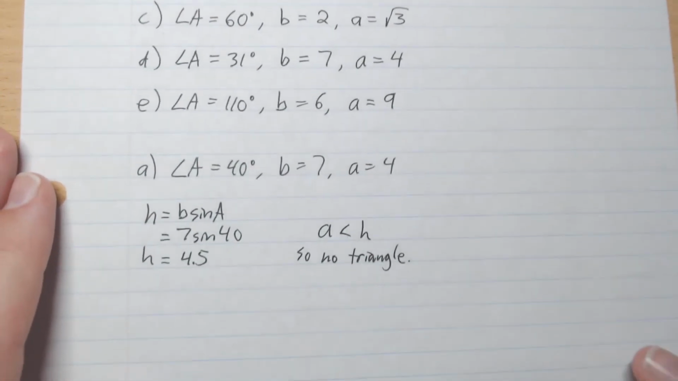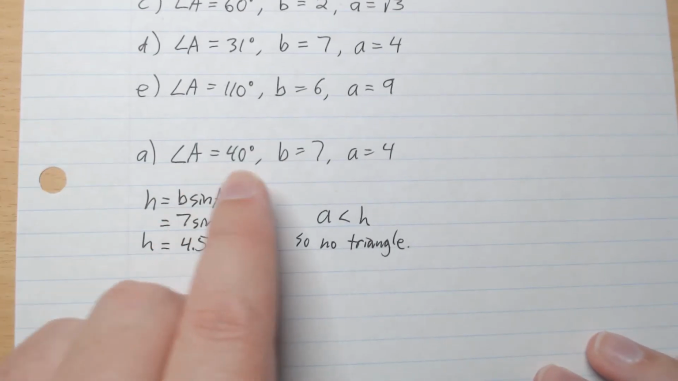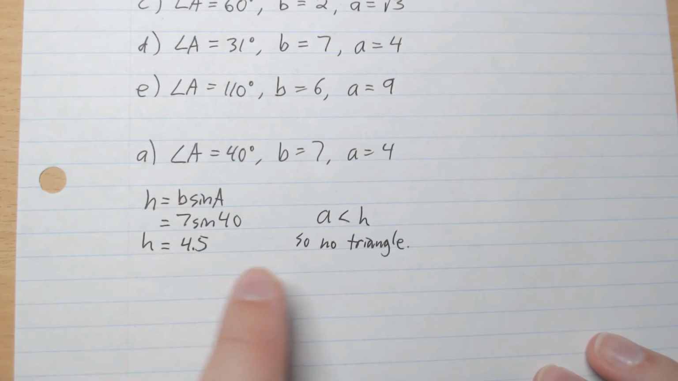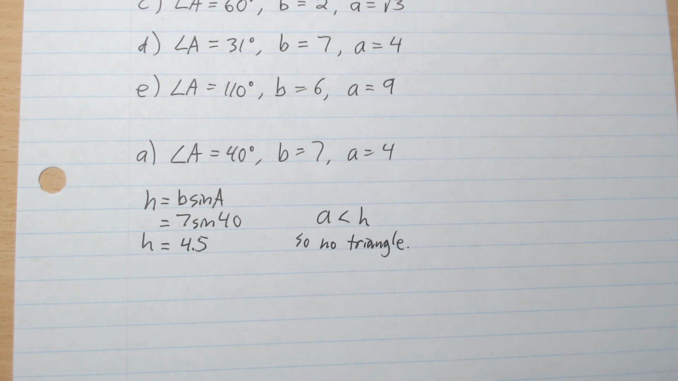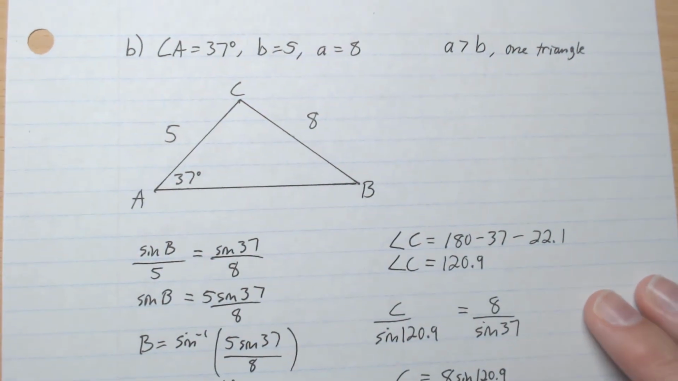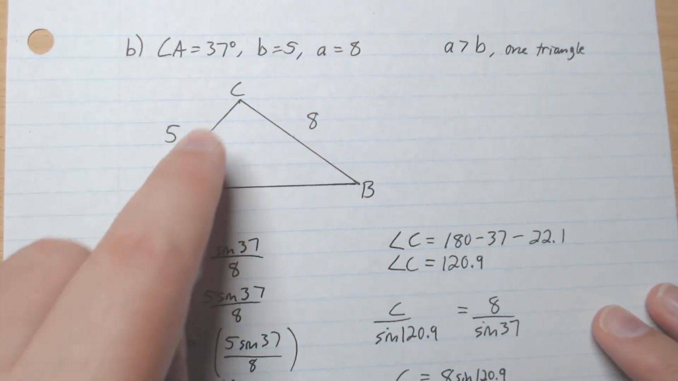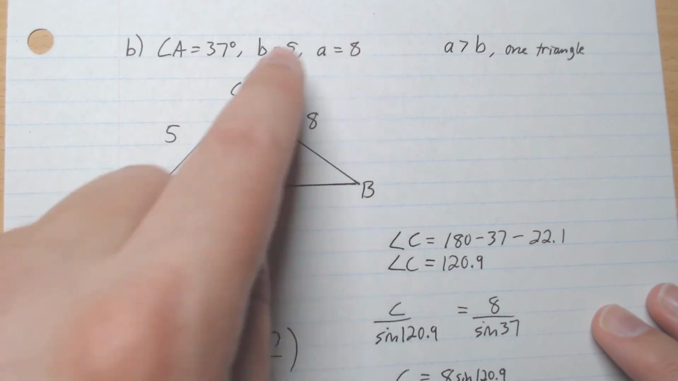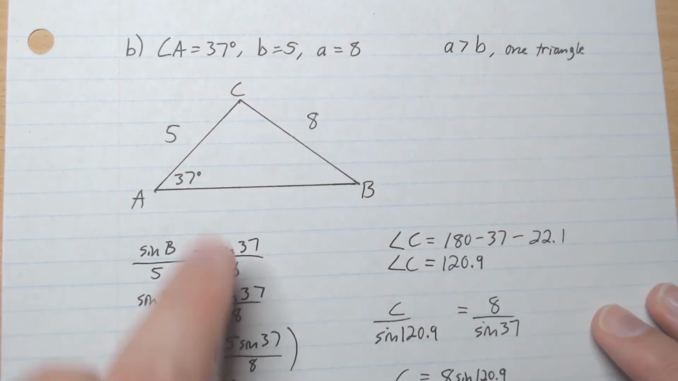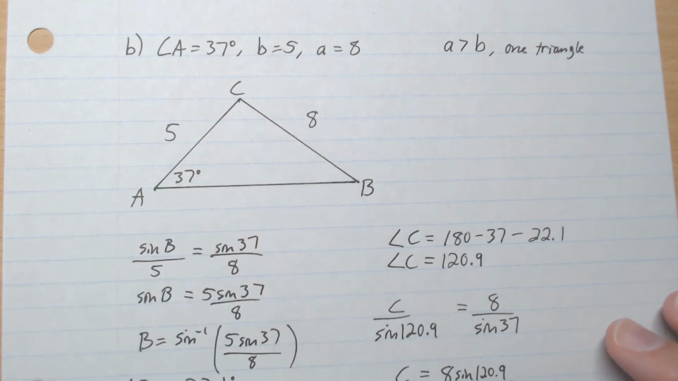Okay, we're back. A: angle A is 40, b is 7, a is 4, h is 4.5. a is less than h, therefore no triangle. Okay, B: angle A is 37, side b is 5, side a is 8. a is greater than b, therefore there's one triangle, and here's the drawing.